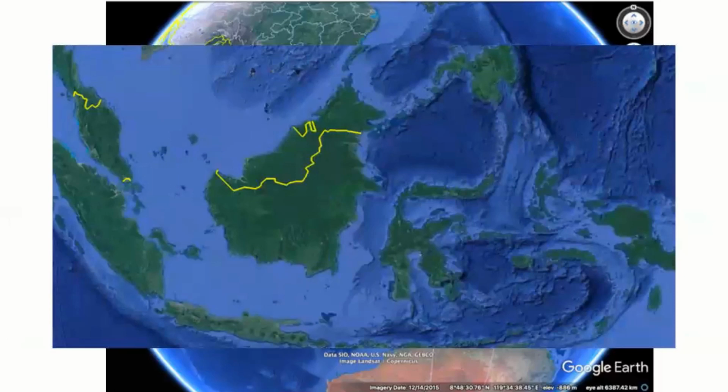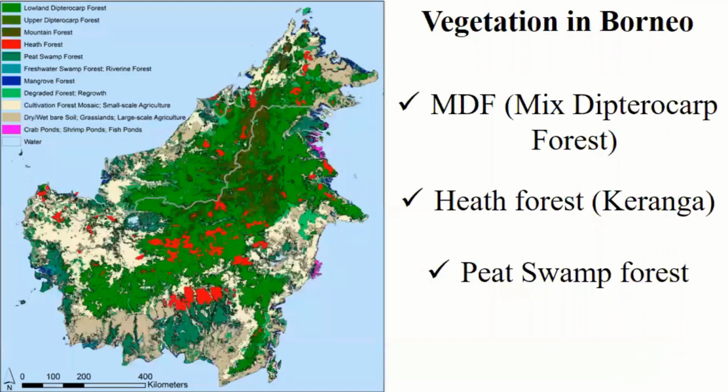This is Borneo, which is divided between three countries: Brunei, Sarawak and Sabah in Malaysia, and Kalimantan in Indonesia. And the vegetation in Borneo is complex, obviously. I listed three main categories. Obviously, someone can criticize, because there are way more than that. There are also the mountain forests, which are not included here. But generally speaking, we have the mixed dipterocarp forest, the heath forest, and the peat swamp forest.